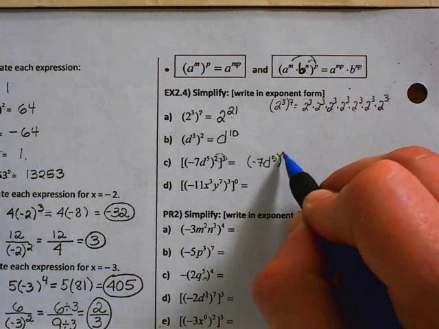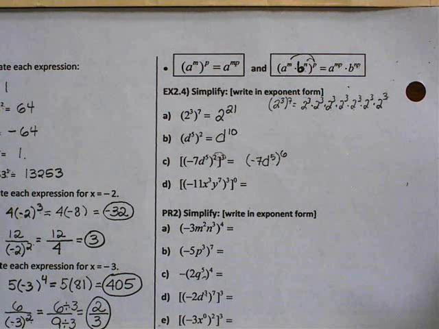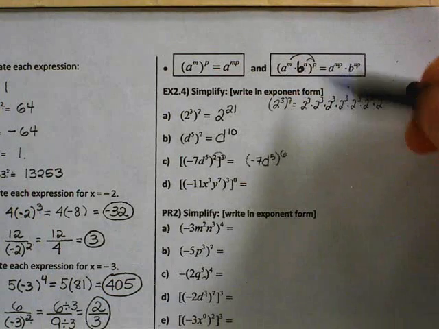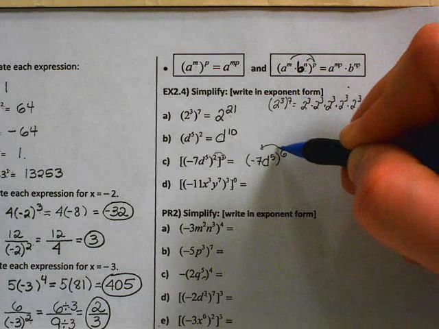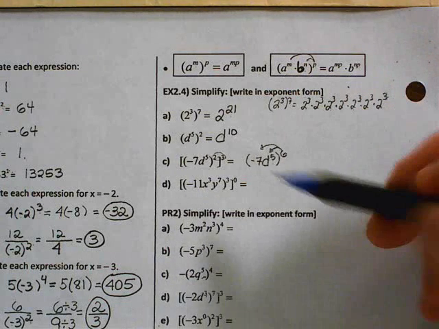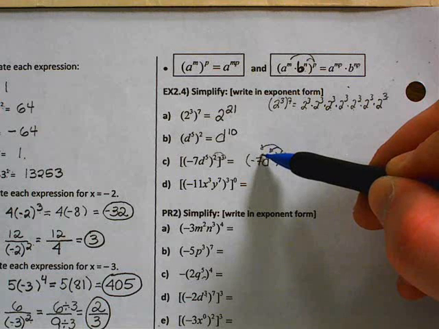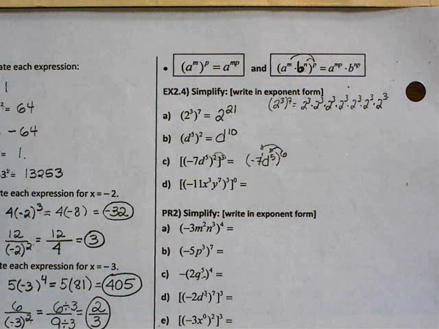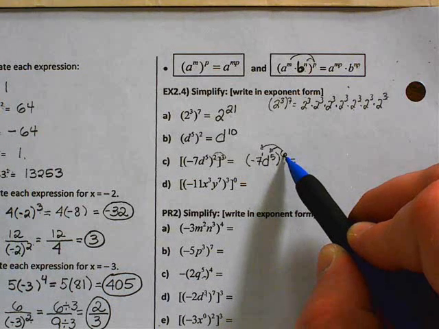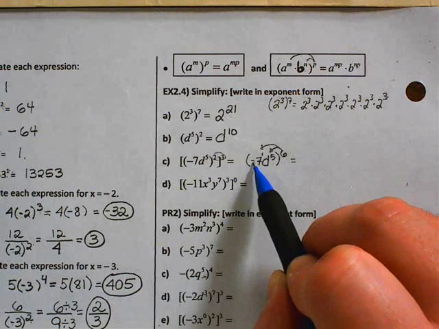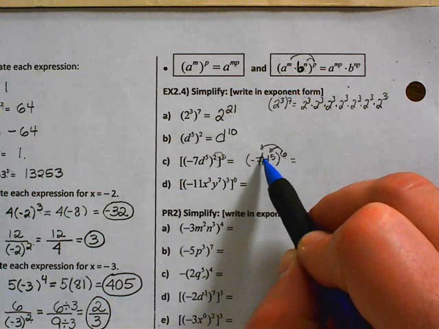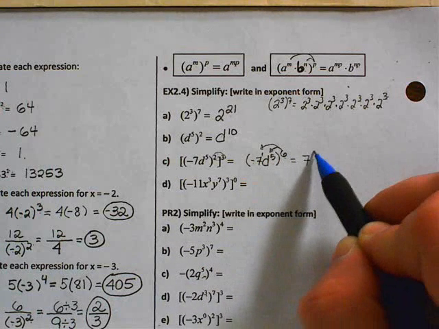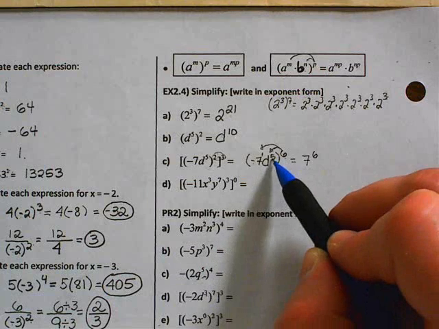Okay. Now I'm going to apply this rule here. I'm going to distribute the exponent. Remember that 7 does not have an exponent, so you can always put a 1 there. So let's go ahead and distribute the 6. First of all, I have a negative raised to an even power. That means the negative disappears. 1 times 6 is 6. 5 times 6 is 30. And that's it.